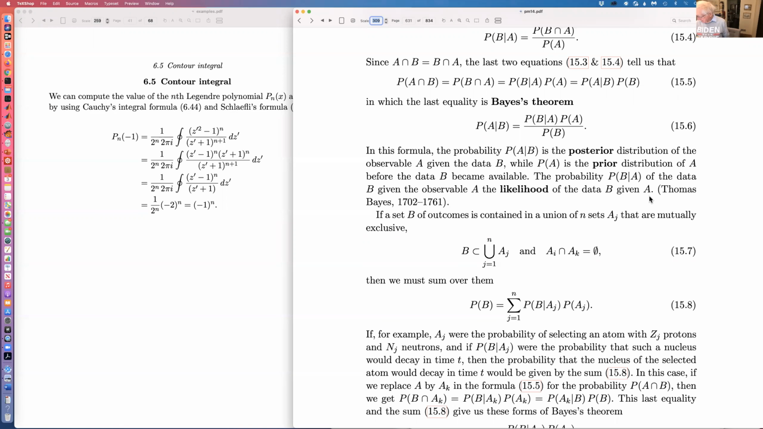And so let me just make a note to myself. I think I've got a sentence that's not a full sentence here. And so I'm going to have to fix that.